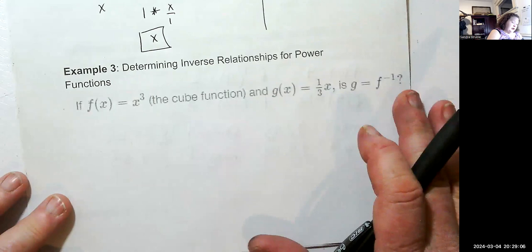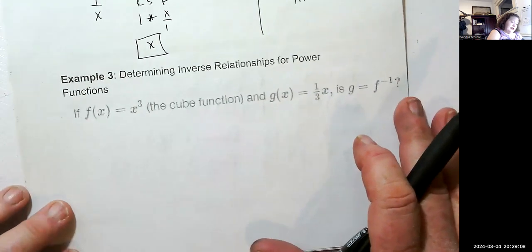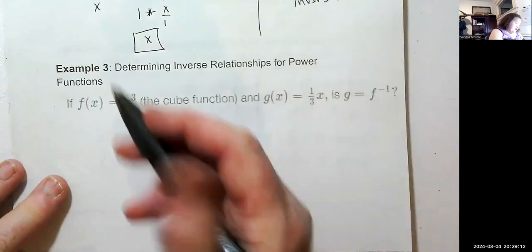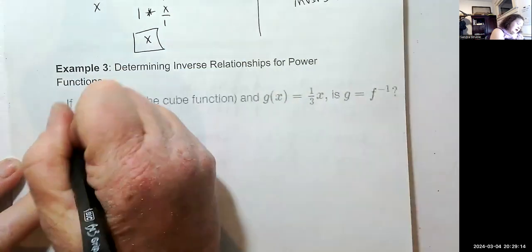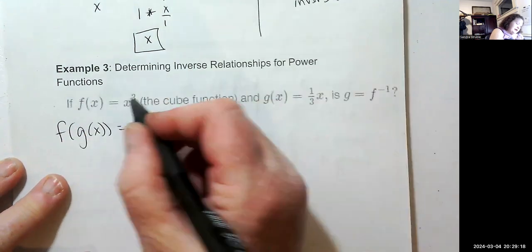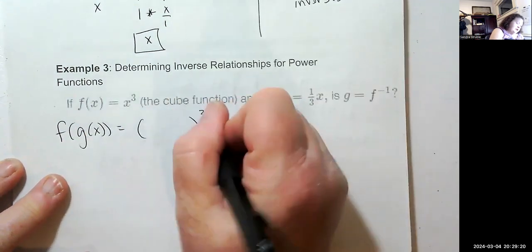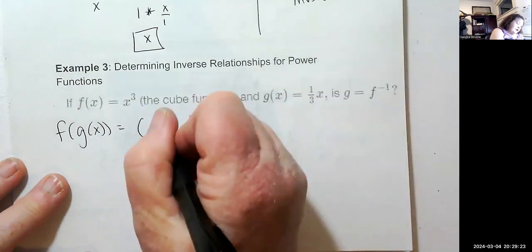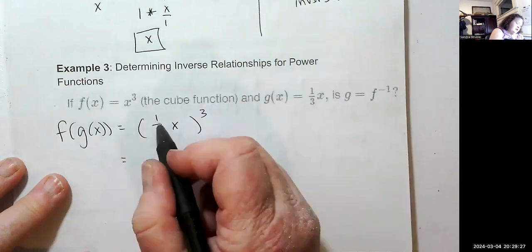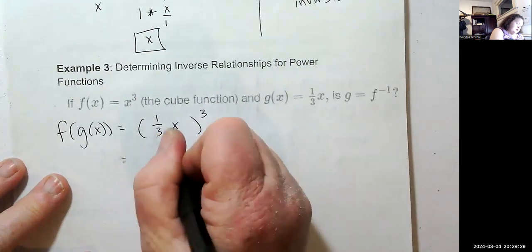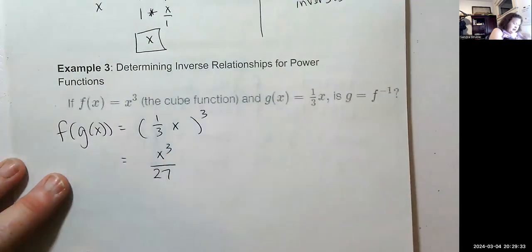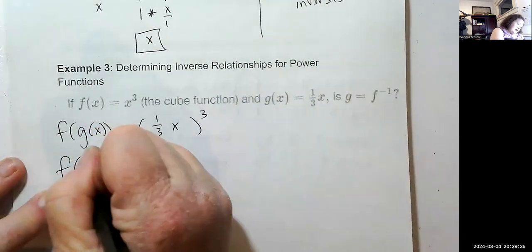We've got two functions. We've got f, the cube root, and g is 1/3 x, and we want to know if they are inverses. So I'm going to take f of g of x, and that is taking x, which is right here, and it's cubed. g is 1/3 x, so that's just a one. I'm going to do x cubed divided by 3 cubed, which is 27. And that is what f of g of x is.